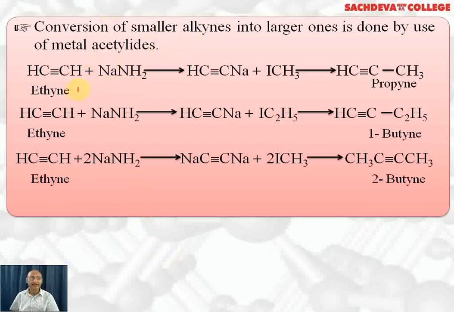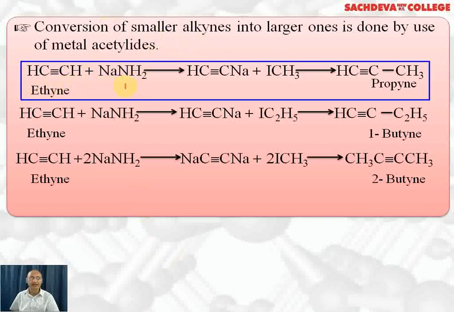Metal acetylides are prepared by reaction of ethyne or acetylene with NaNH2, that is sodamide. Here what happens, this hydrogen of the alkyne is acidic in nature, it can be replaced by sodium and ammonia will be a side product. We get sodium acetylide, we also call it monosodium acetylide because one of the acidic hydrogens of acetylene has been removed by sodium. Now we will react it with a suitable alkyl halide to get the desired product.